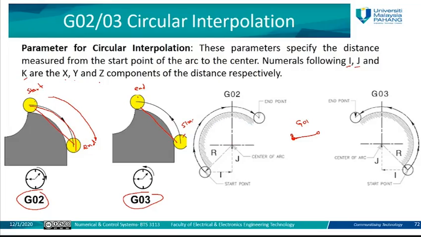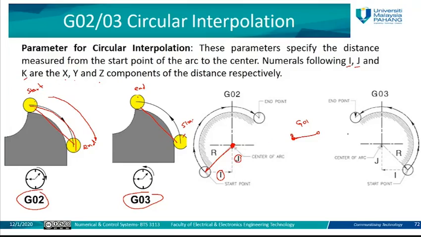Each arc here, whether small or big, a semicircle, a full circle, or a part of the circle, has a radius and a center. So we can define it in two ways. When we use the center of the arc, the center of the semicircle or the center of the circle, we are going to use the parameters I, J and K. If we have two coordinates, it will be IJ. If we have three coordinates, it will be IJK.